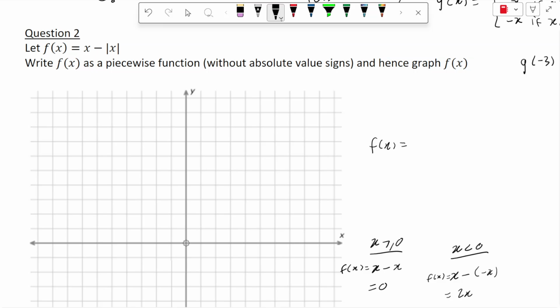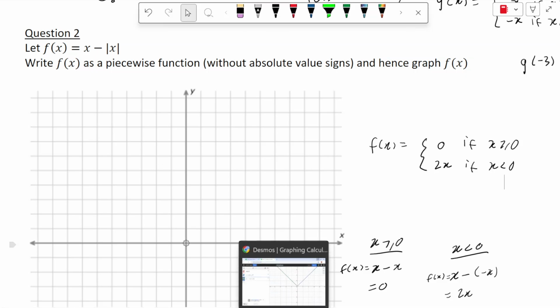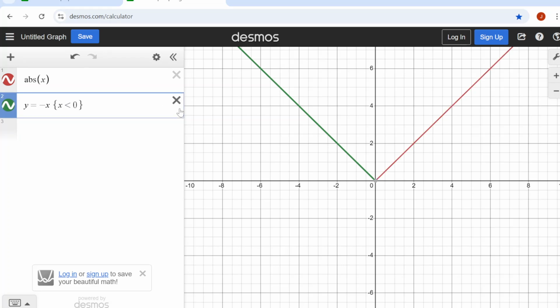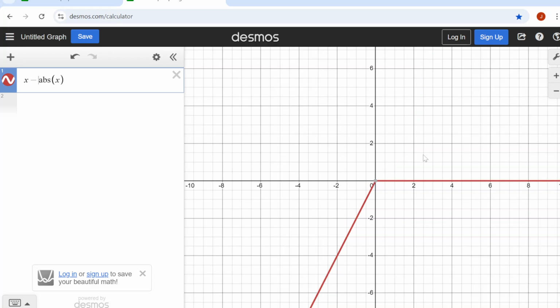So f of x is going to equal 0 if x is greater than or equal to 0, and it's going to equal 2x if x is less than 0. Wonderful stuff. So let's see if we can graph this. So get rid of all this stuff. The original function was x take absolute value of x, and we can see that it is sort of 0 up through here, and then it's that line down there.